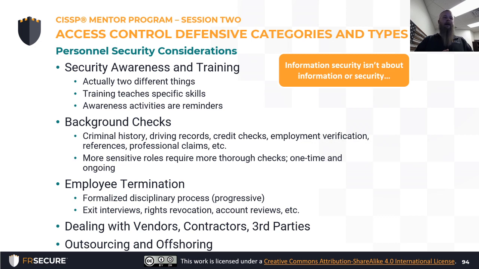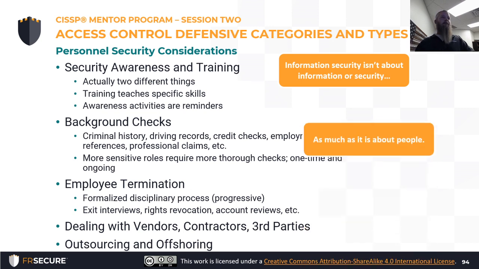Lots of times there are gaps between deprovisioning user accounts when an employee is terminated. That's why we do regular user account reviews and things like that. Dealing with vendors, contractors, third parties, they have their own unique sets of things. Are my contractors doing background checks? Am I validating that they're doing background checks? All sorts of things there. And then outsourcing and offshoring are also personnel considerations. And we'll get deeper into that as we get further along in the course.